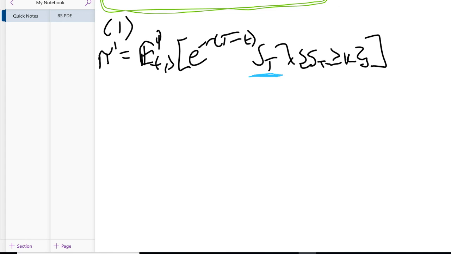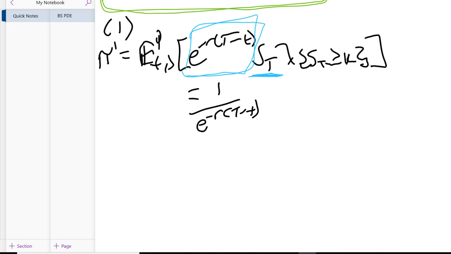Well, the first thing to realize is that this term right here is also the same thing as 1 over e to the negative r (T minus t), which is the same thing as just 1 over, say, a bond.